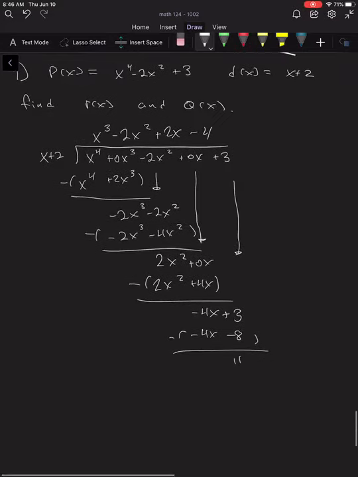So in this problem, we just wanted to find r of x and q of x. So our r of x is always that number down here. R of x is 11. And q of x is this thing on top.